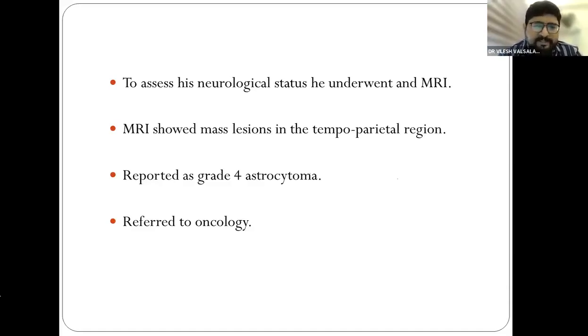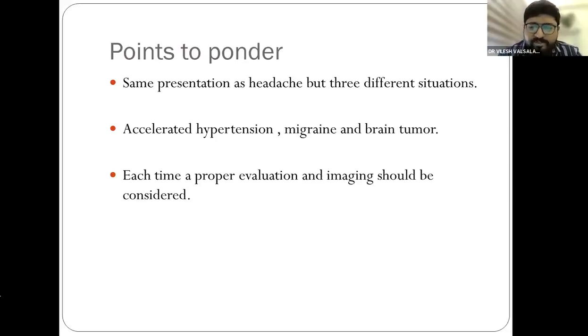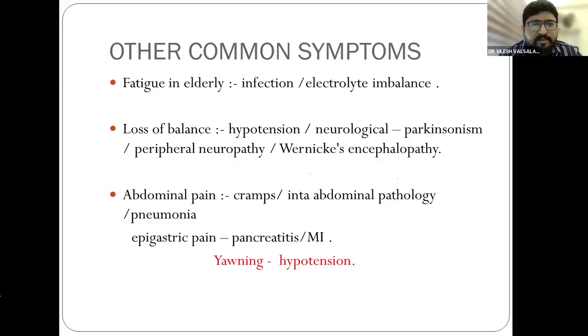Now when you look at this case, when you look at the points to ponder, the patient had a similar presentation as headache, but in 3 different situations. In one situation, it was about accelerated hypertension. In one situation, it was his primary problem, migraine. And the other situation is such that we are always thinking it is hypertension and migraine, but now the patient has got a brain tumor. So each time it is important that we have a proper evaluation and imaging should be considered.